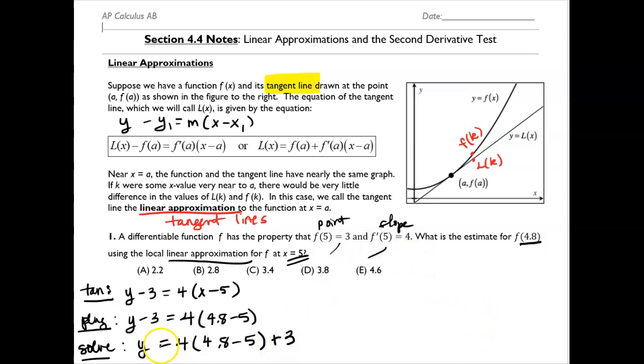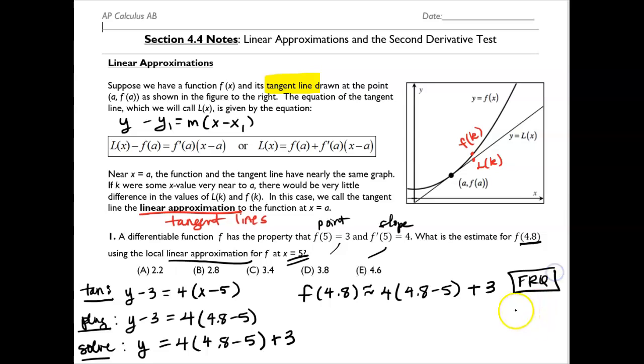But this is an approximation, and so what I really want to write here is that f of 4.8, I'm going to use my approximately equal symbol, is 4 times 4.8 minus 5 plus 3. Now, I can leave my answer like that on a free response question. So I'll just put a note here. And you really do want to, even if you're allowed to use a calculator, leave it there, because it's very easy to make mistakes when I'm subtracting things with decimals, adding it, all of that stuff. Just leave it right there.